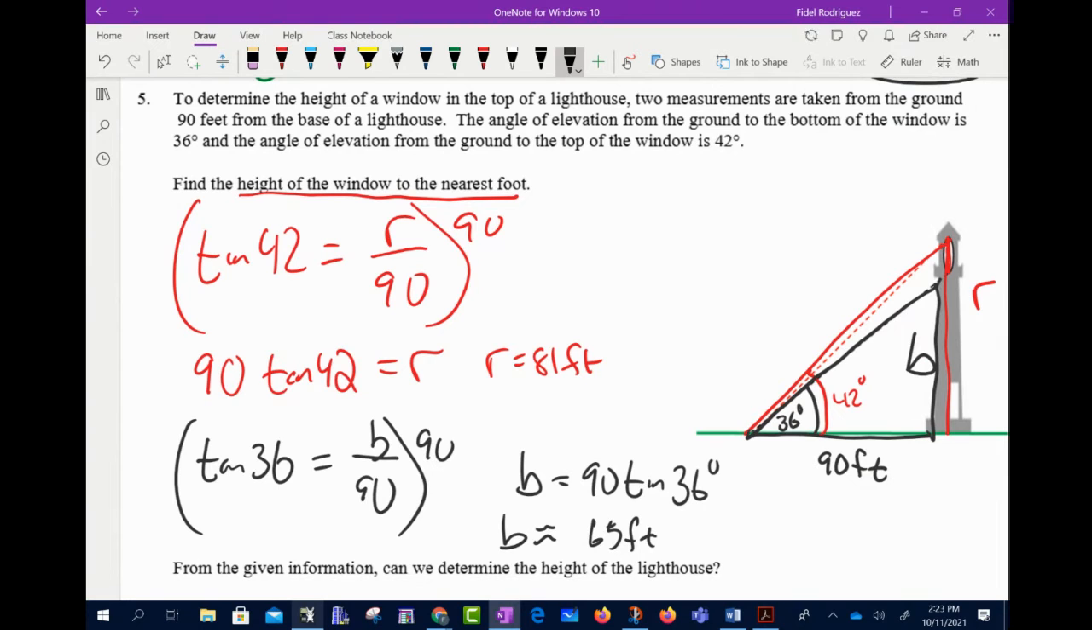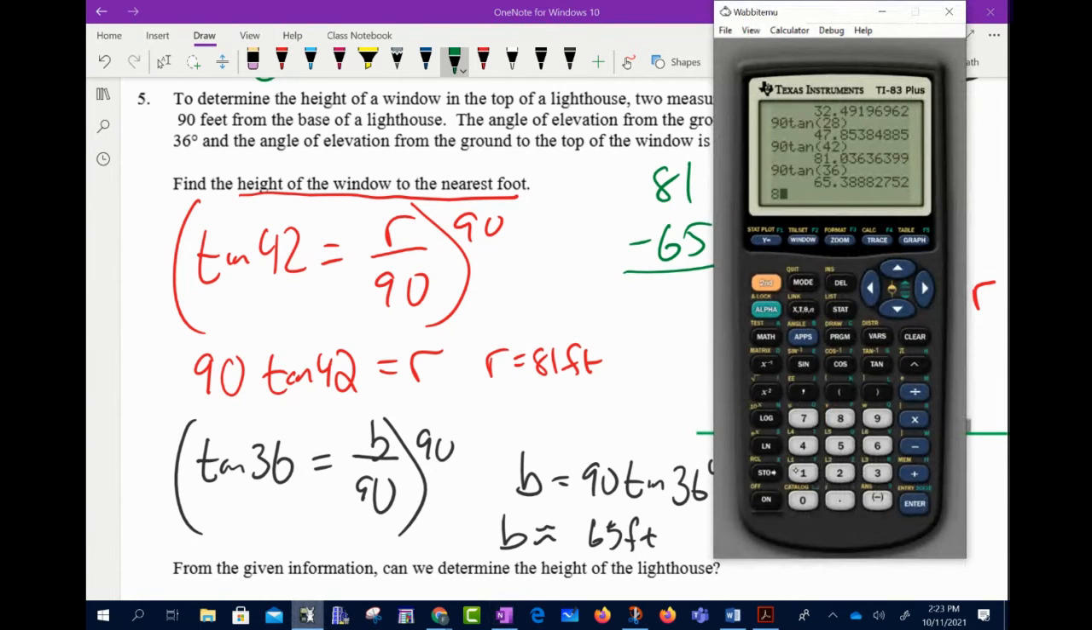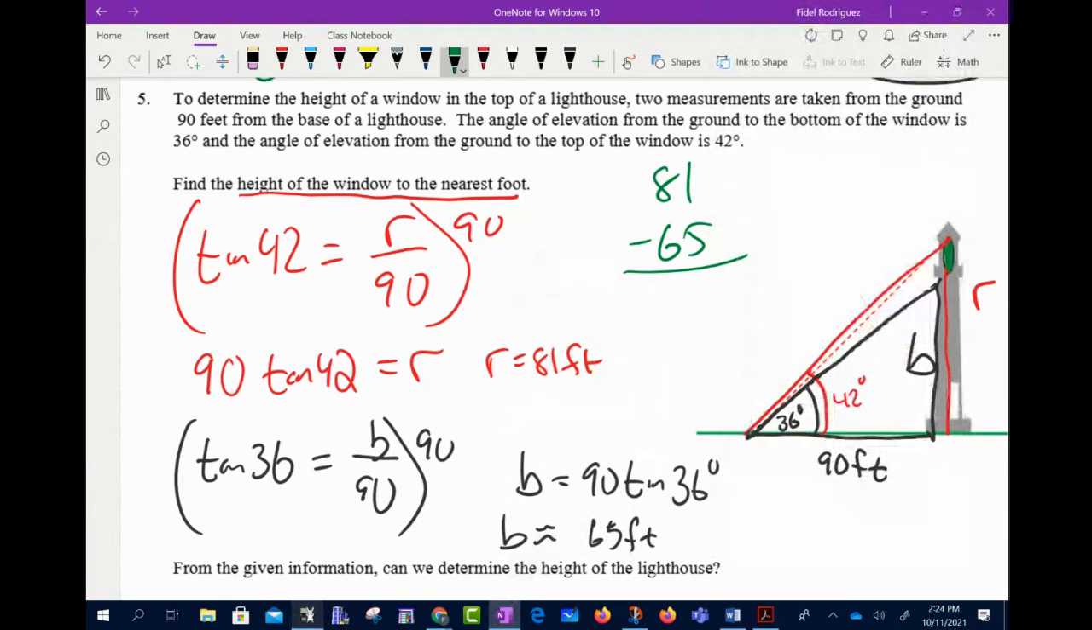Okay. So now we're trying to find the height of the window. Like, how tall is the window itself? This piece right here. Did you say you were going to subtract 81 minus 65? Right? Okay, let's see what it is. 81 minus 65. What is it, 16? So the height of the window is 16 feet tall, right? Good.